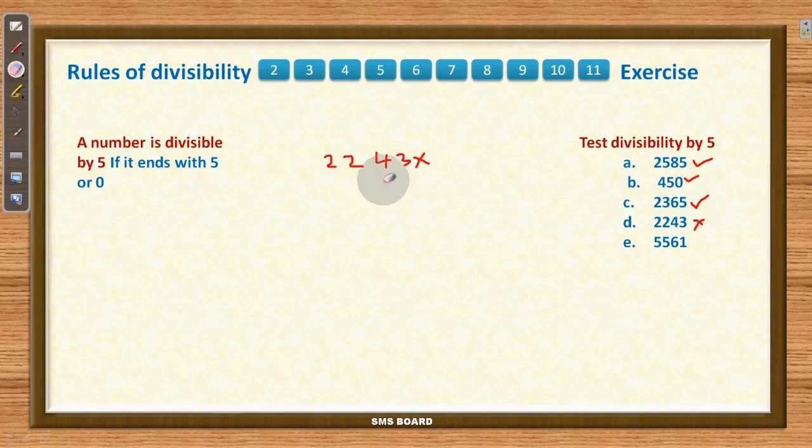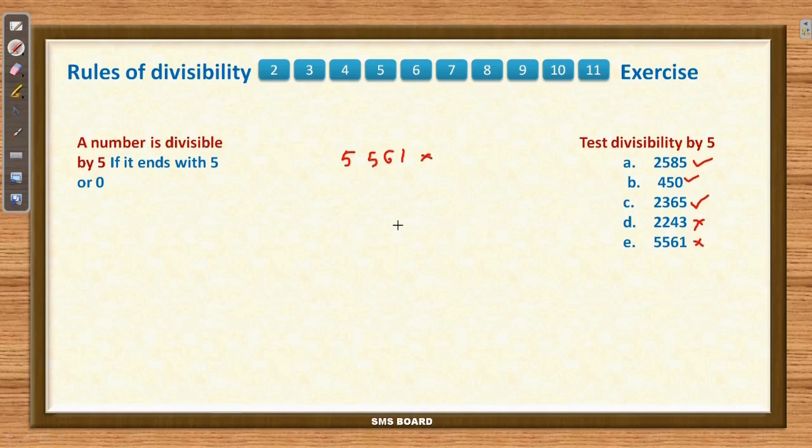What about the next number? That is 5561. This number is ending with digit 1. A number is divisible by 5 if it ends with 5 or 0. So this number ends with 1, so this number is also not divisible by 5.